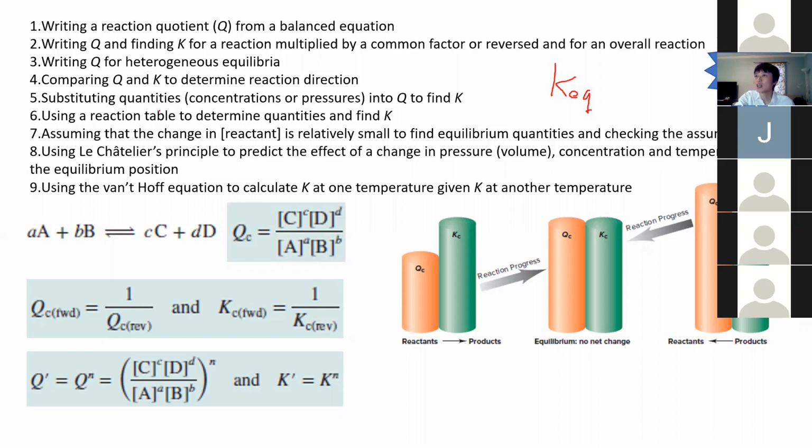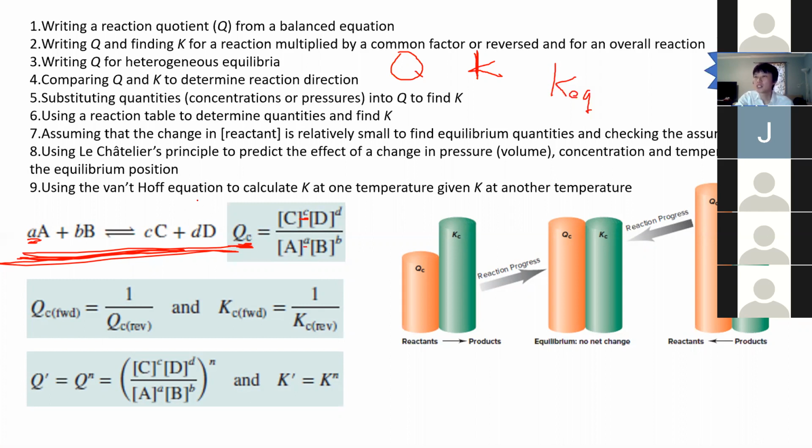To do that, we compare the reaction quotient Q with the K value. For a general chemical equation with coefficients, we have this expression. Q is the reaction quotient, and the subscript c means it is concentration based. In your textbook there is also a pressure-based version, but we never talk about that, so you don't have to worry about it. The coefficients become the orders of the reactants and the products, so they become the superscripts.